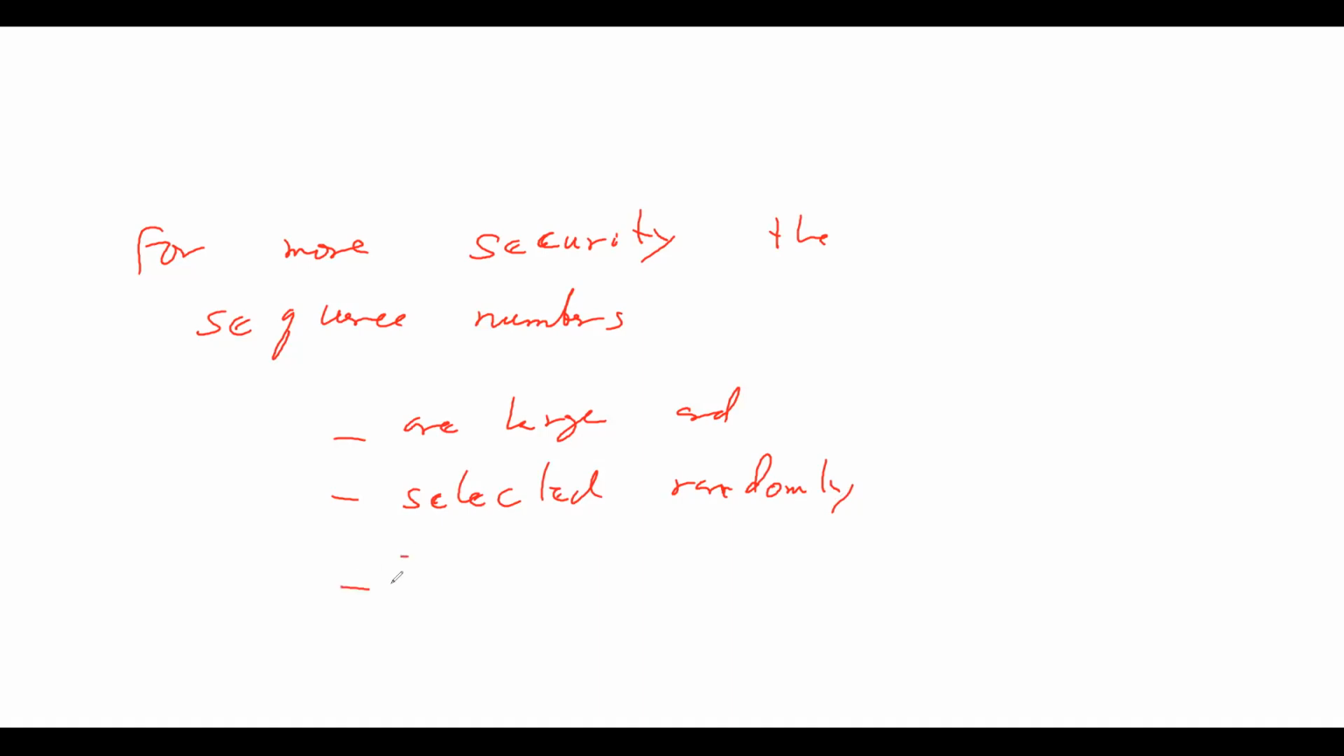Usually the size is something like 32-bit, at least the last time I checked. Could be bigger now. A 32-bit number. So these are the characteristics: it's going to be large, selected randomly via a pseudo-random number generator, and it's going to be around 32-bit in size.